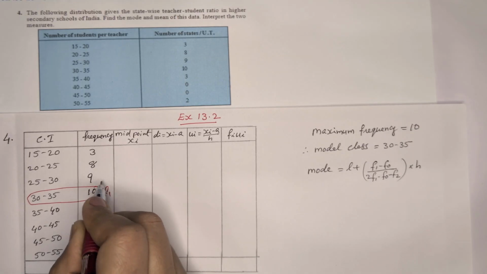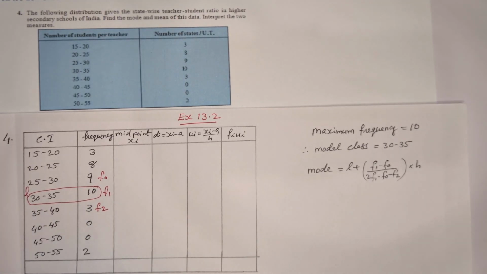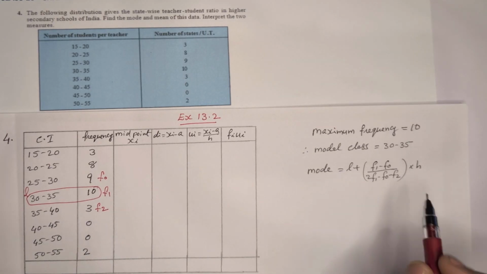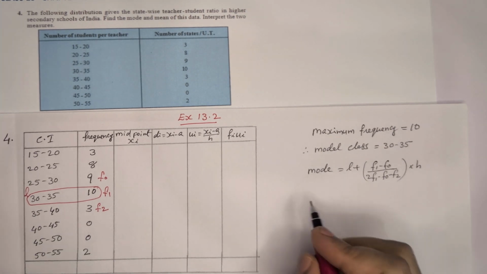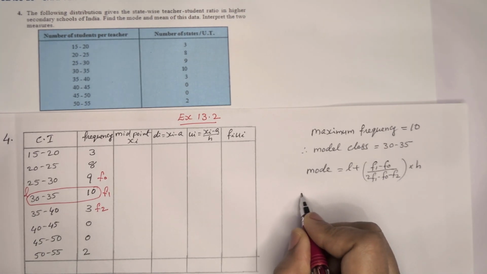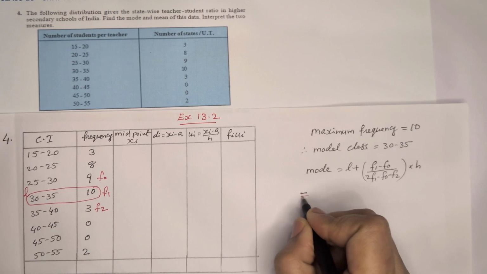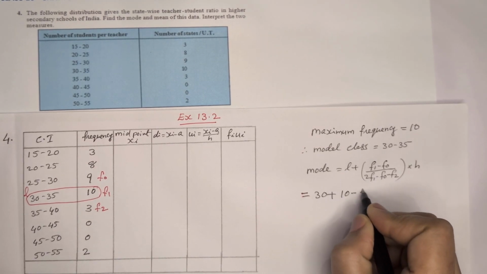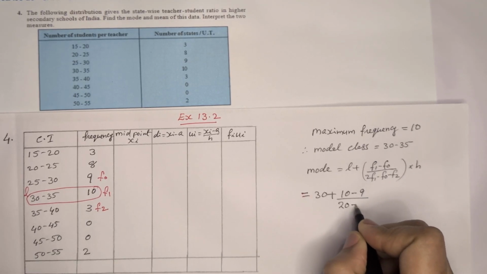This is F1, F0, F2. L is 30. So we can write the formula mode is equal to L plus (F1 minus F0) by (2F1 minus F0 minus F2) into H. Then we are putting the values there for L is equal to 30 plus F1 10 minus 9 divided by 2 into 10, 20 minus 9 minus 3.